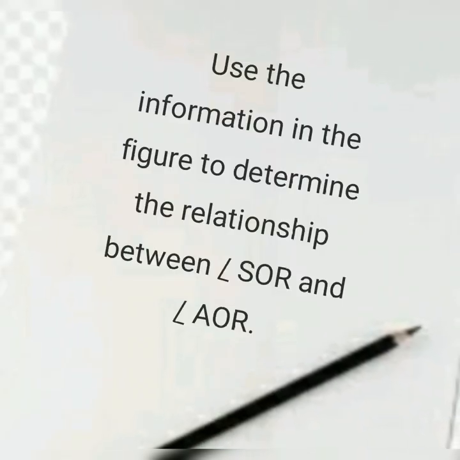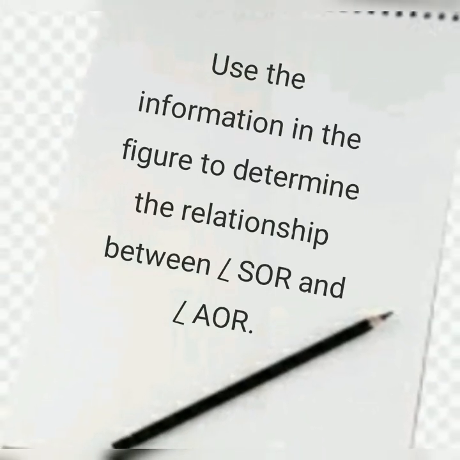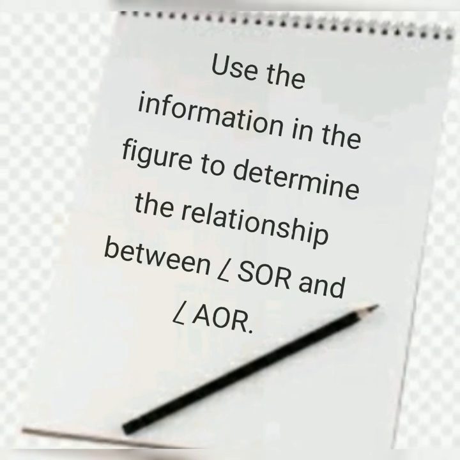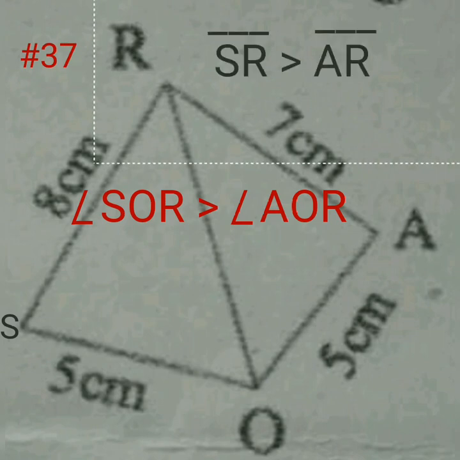Use the information in the figure to determine the relationship between angle SOR and angle AOR. Angle SOR is greater than angle AOR since side RS, which is the opposite side of angle SOR, is longer than the opposite side AR of angle AOR. Remember that the larger angle is opposite the longer side.